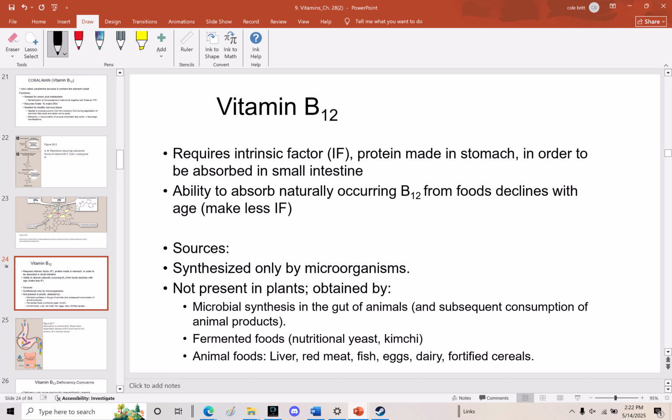Alright. So here's another interesting thing about B12. First interesting thing, it needs intrinsic factor for absorption. Second interesting thing, it is synthesized only by microorganisms. So we can become deficient rather quickly.